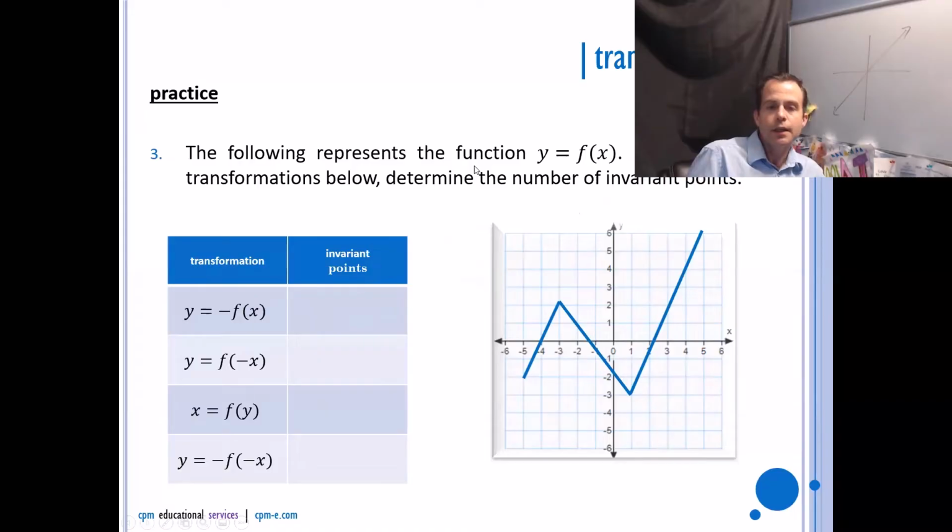Okay, this is a very common numeric response sort of a question. I see a question like this a lot on your diploma. So the following represents the function y equals f of x. For each of the transformations below, determine the number of invariant points. So you're looking at this table below and you're thinking, okay, well, what am I doing?